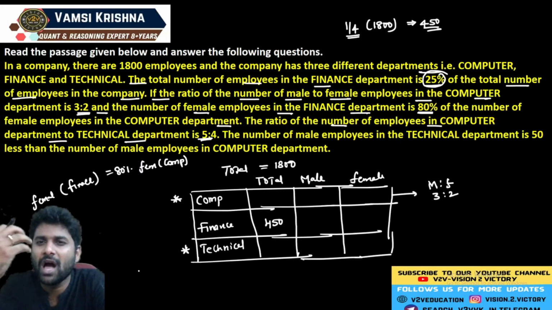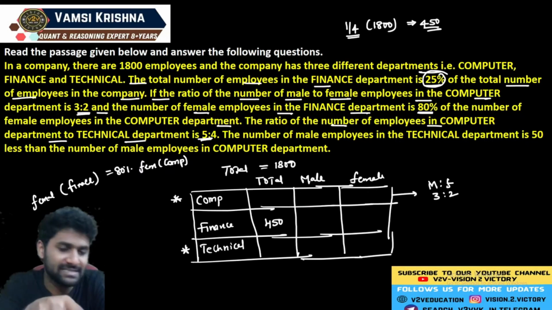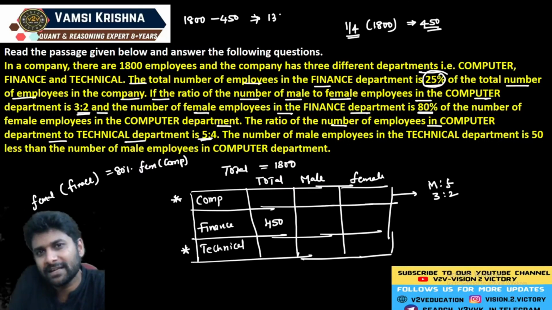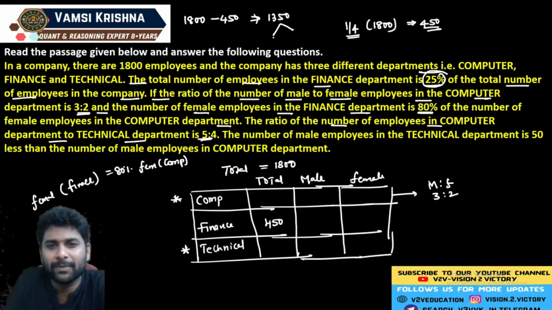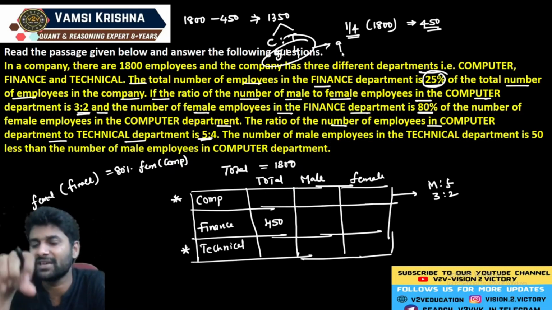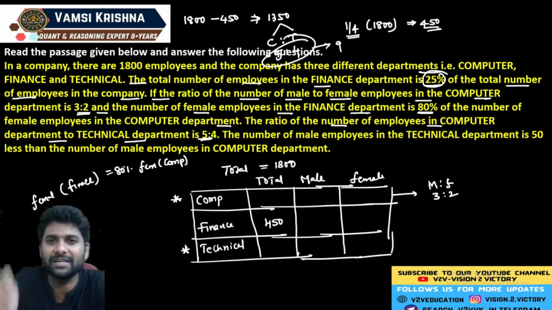You already know that out of 1800 people, 450 people are working in finance. So what about the remaining ones? See, 1800 minus 450 is exactly equal to 1350. Now these 1350 people are working in the computer department and the technical department, and they clearly mention that the ratio of people working in the computer department and technical department is 5:4. Check the calculation here. Let's take it this way. If there are 9 people, 5 people are from the computer department and 4 people are from the technical department.